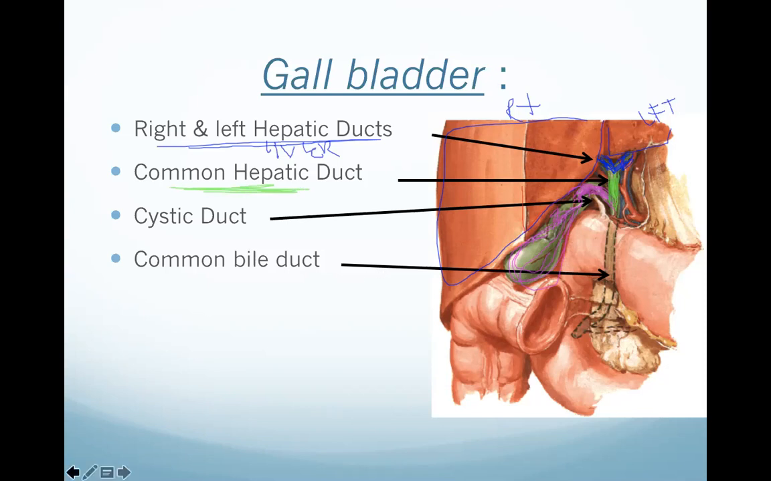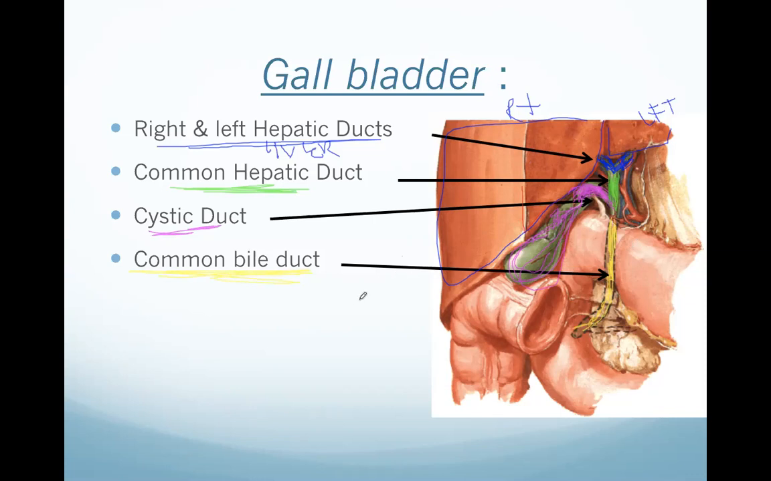When the cystic duct and the common hepatic duct come together, we call this the common bile duct. So we have the common bile duct in yellow. We have the cystic duct in magenta, which is going to be draining and filling the gallbladder. We have the common hepatic duct being the portion that's the union between the right and left hepatic ducts. And then we have the right and left hepatic ducts.